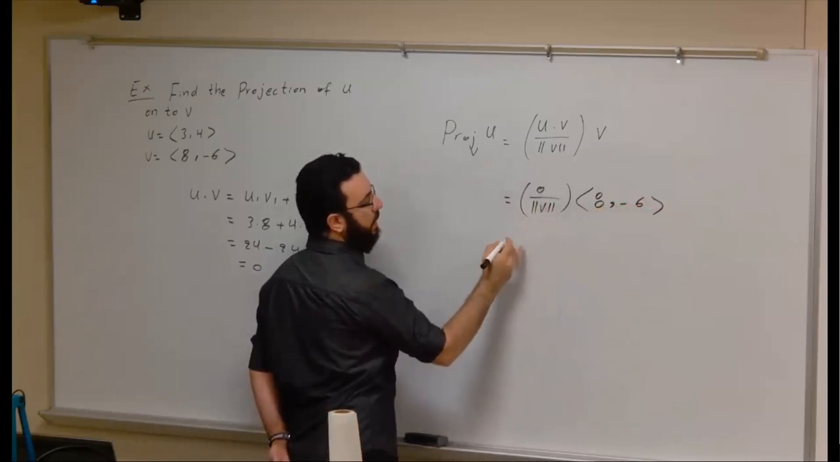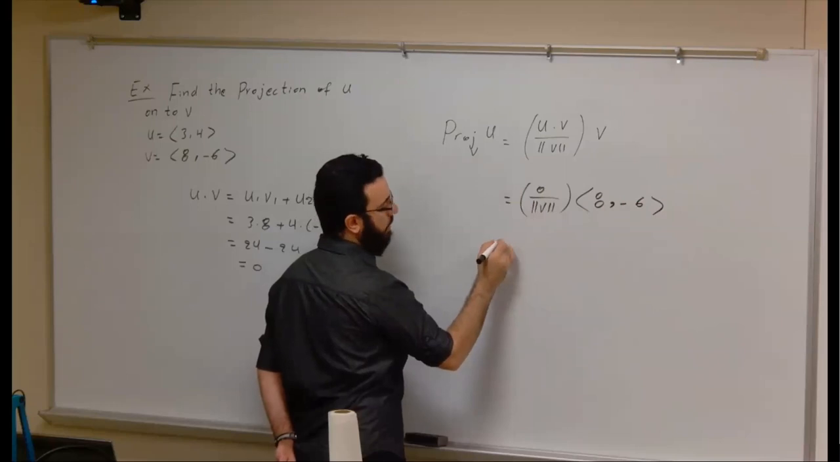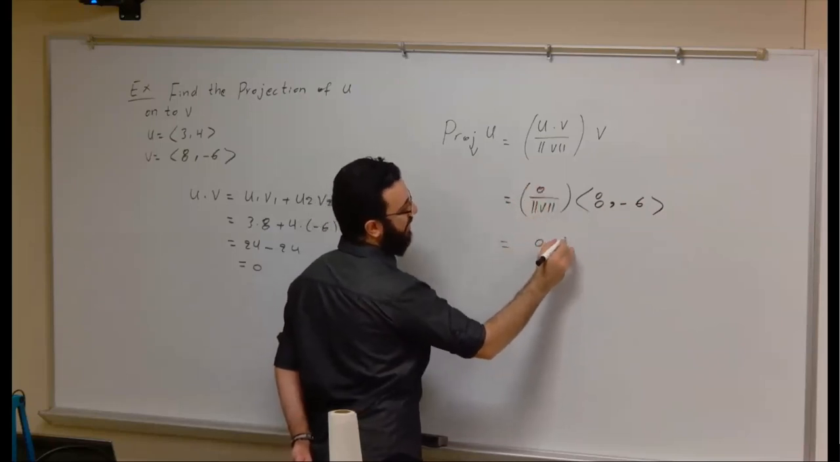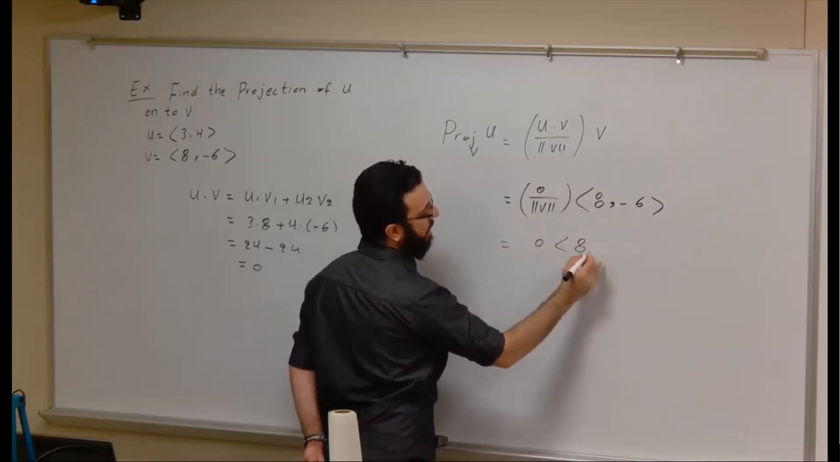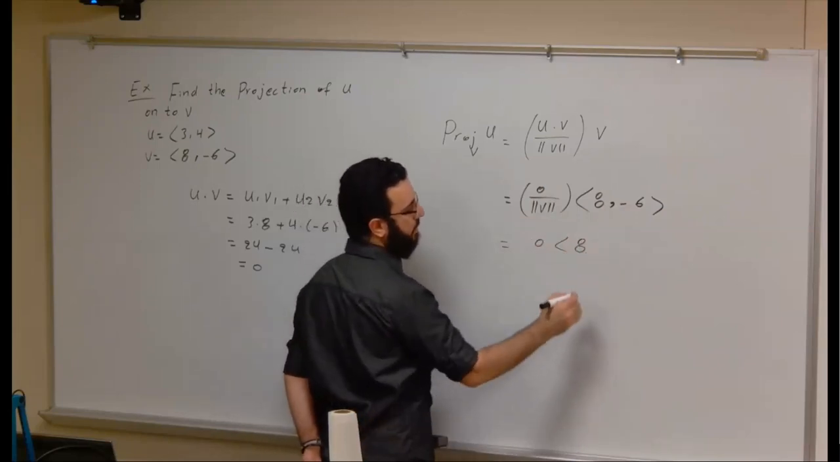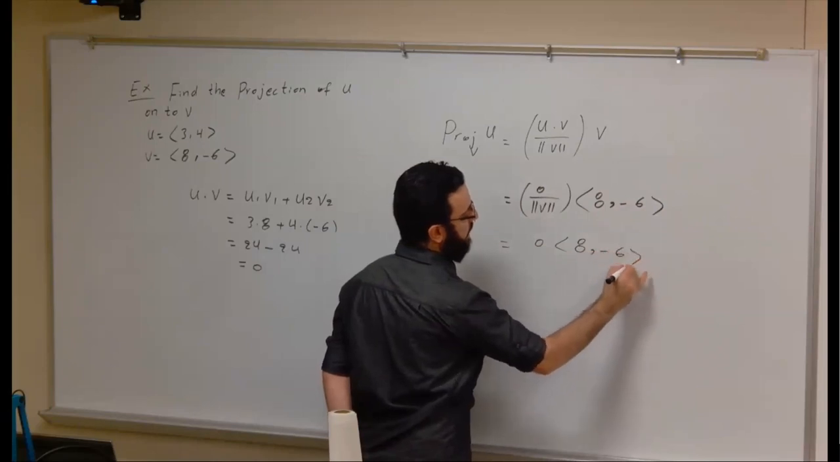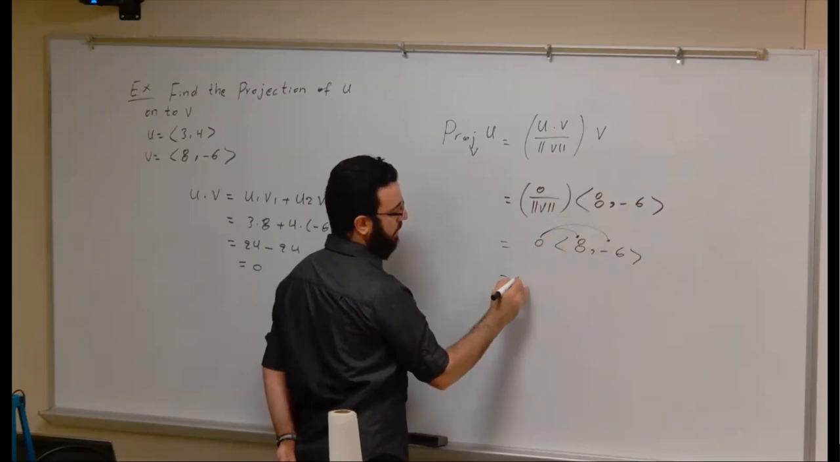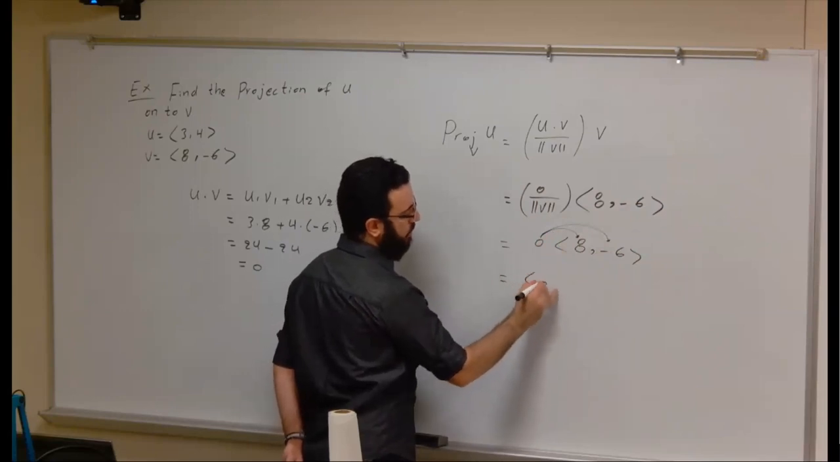0 divided by any number is going to be 0, times the vector (8, -6). So you're distributing this number on the vector as a scalar. So it's going to be (0, 0).